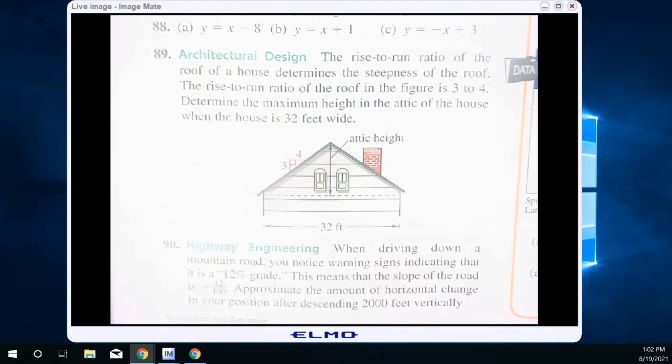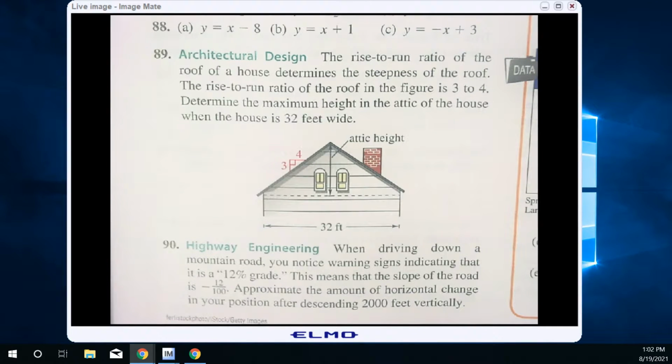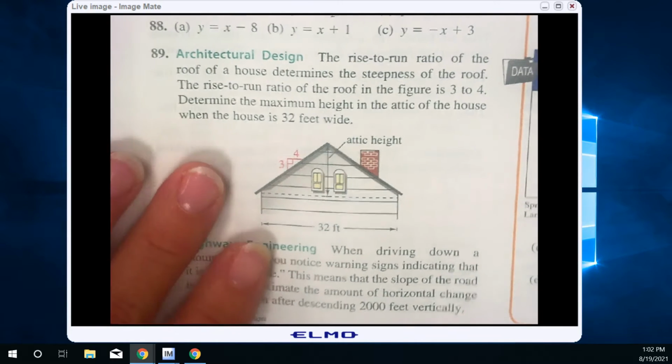Architectural design. The rise to the run ratio of a roof is 3 to 4. Determine the maximum height in the attic of the house, which is 32 feet wide. Any ideas? What are you going to do? It does look like triangles. The distance formula.